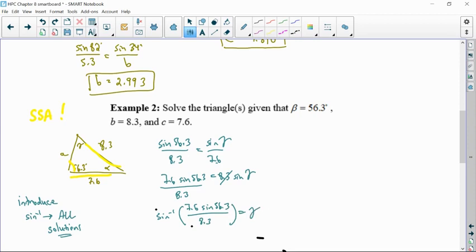But since I'm introducing the inverse sine function, let's do 7.6 times sine of 56.3 divided by 8.3, and I do inverse sine of that ratio. My calculator is going to tell me the angle is 49.6. Oh my goodness. I just can't write. Let's try that one more time.